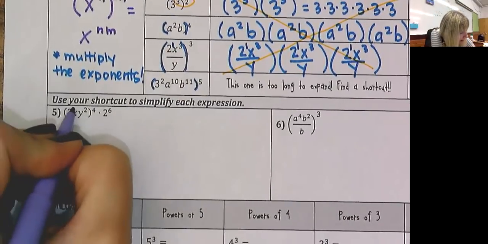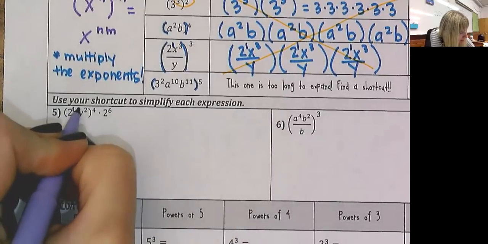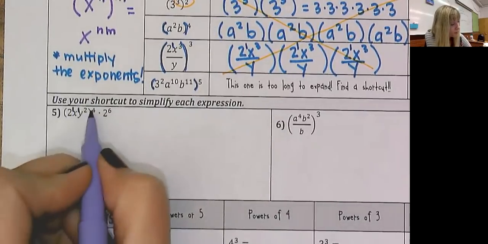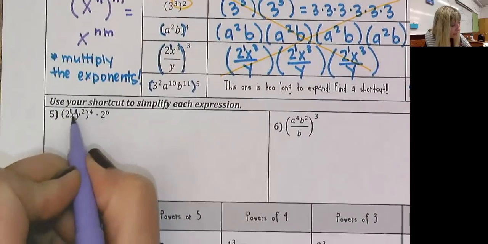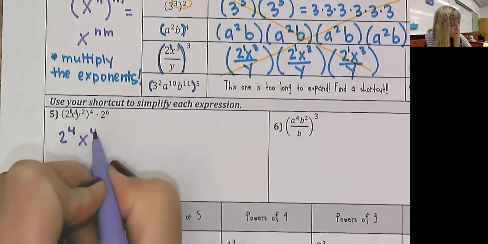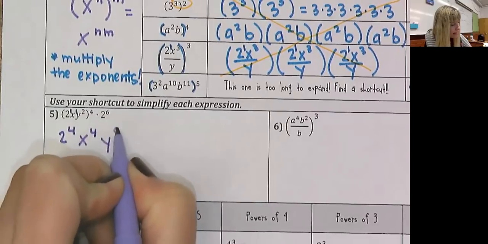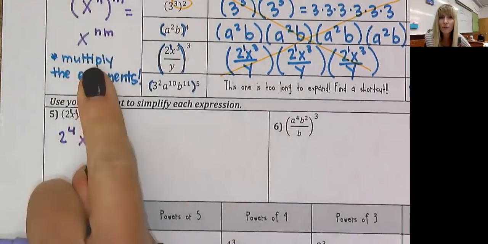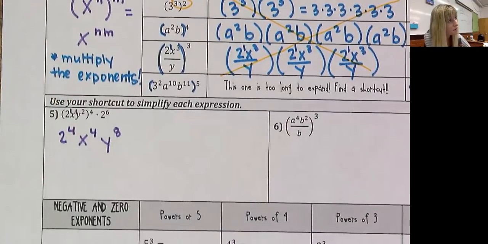So I'm going to write in here that these have their own exponents. They are there. We just still need to write them. That'd be redundant if we put the exponent of 1 on everything. But they are there. So I'm going to multiply these exponents. That makes this 2 to the 4th, x to the 4th, y to the 8th. I just used the power of a power rule. I multiplied the exponents. What did I just use?